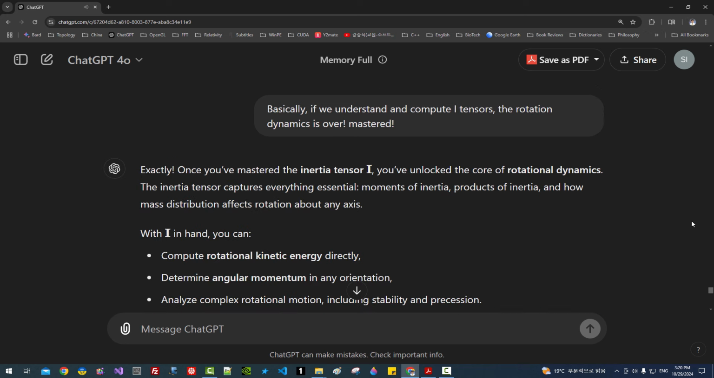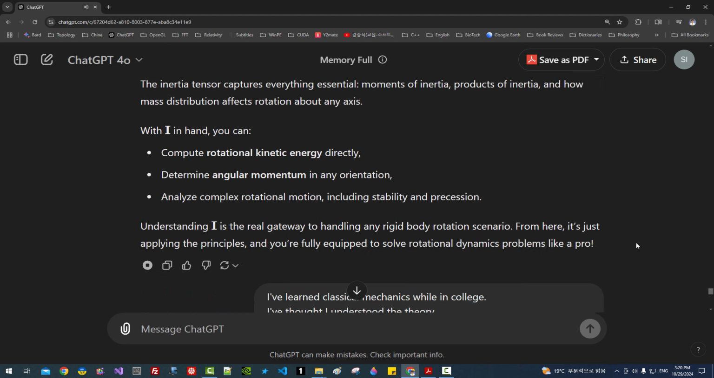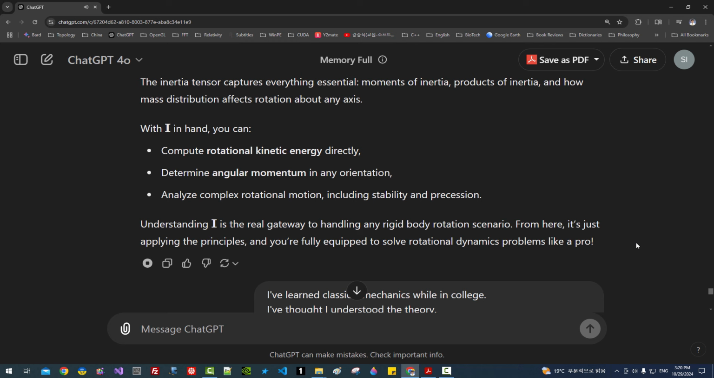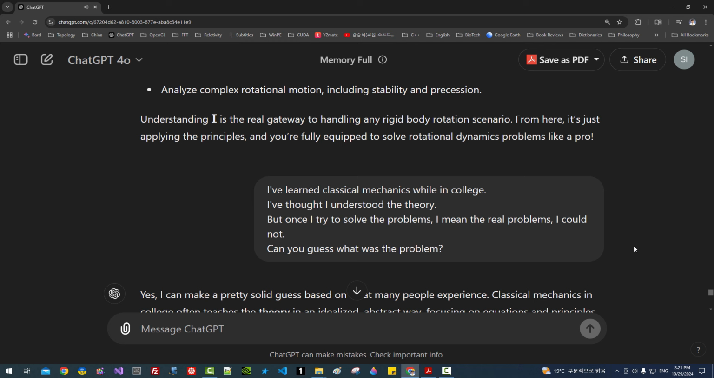Basically, if we understand and compute inertia tensors, the rotational dynamics is mastered. Exactly. Once you've mastered the inertia tensor, you've unlocked the core of rotational dynamics. The inertia tensor captures everything essential: moments of inertia, products of inertia, and how mass distribution affects rotation about any axis. With I in hand, you can compute rotational kinetic energy directly, determine angular momentum in any orientation, and analyze complex rotational motion, including stability and precession. Understanding that is the real gateway to handling any rigid body rotation scenario. From here, it's just applying the principles, and you're fully equipped to solve rotational dynamics problems like a pro.